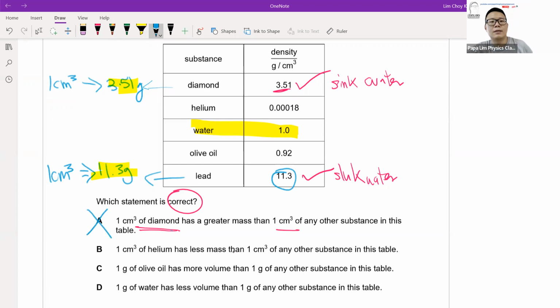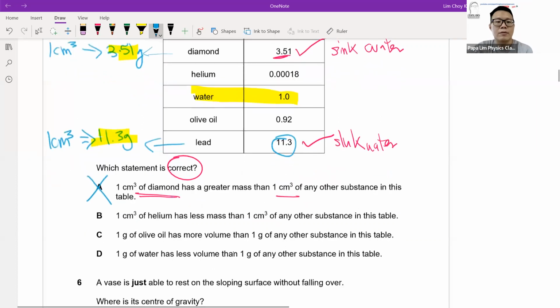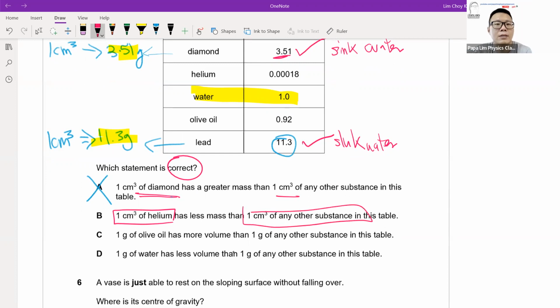Similarly, if you look at olive oil and do a comparison, you'll find that the correct answer will be 1 gram of helium. 1 cm cube of helium has less mass than 1 cm cube of every other object. Same thing, let's take a look.